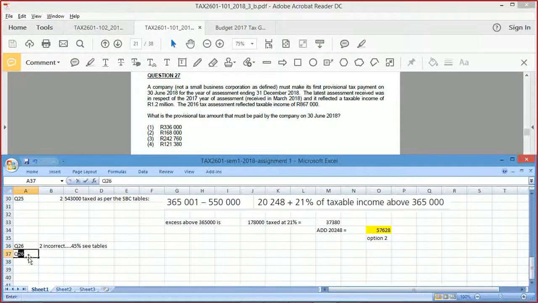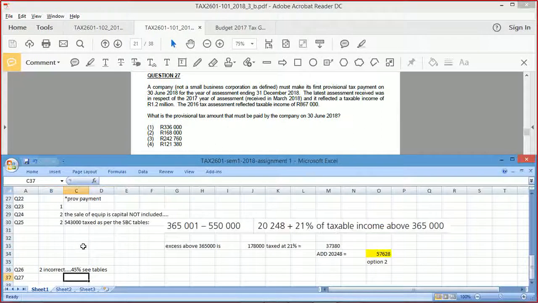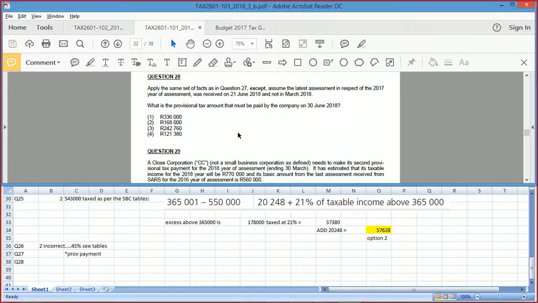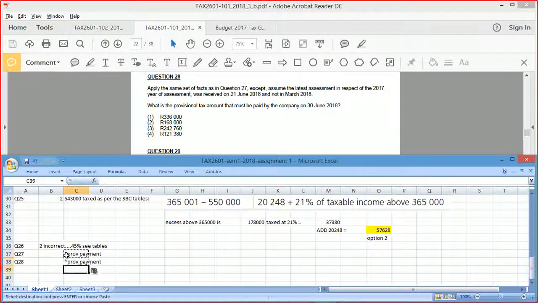Okay, 27, last 3 questions. A company, not an SBC as defined, must make its first PROV payment. Don't worry about PROV payments. I'm going to look at it in detail next week with you. It is quite a long calculation. I'll do that one for you just now, and then I'll record it. Question 28: apply the same facts set out in question 27, except assume the latest assessment. This is also a PROV payment. I'll do that one for you and record it. We'll discuss it in more detail next week when we cover the theory. I'll come back to these questions and discuss them with you.